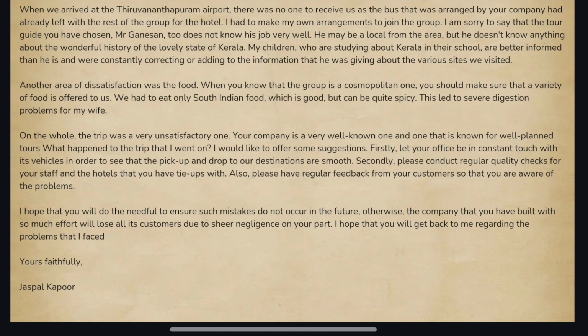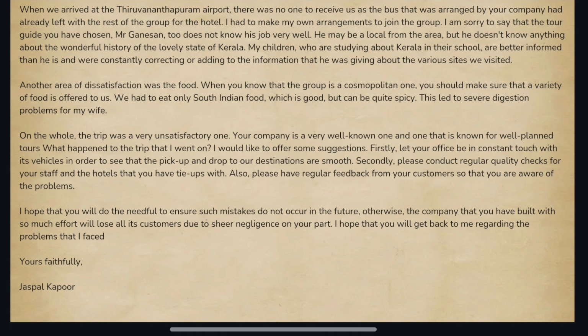Next is, when we arrived at the airport, there was no one to receive us as the bus that was arranged by your company had already left with the rest of the group for the hotel. I had to make my own arrangements to join the group.